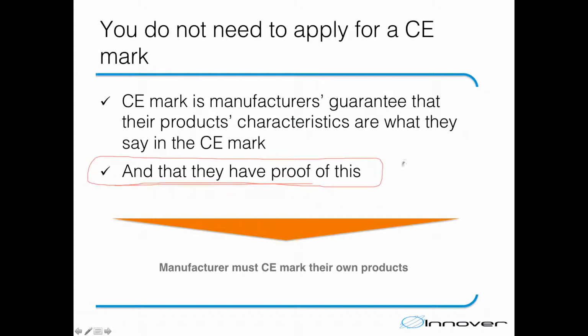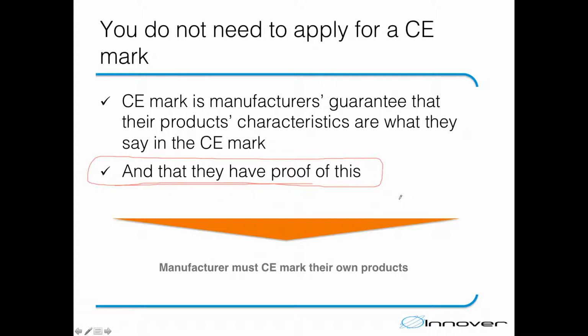So if we are saying that our product's wind class is 3, then we actually have proof of this, that we can say to a third party, or we can say to a government inspector or whoever, that we can prove that our product's wind class is actually 3.